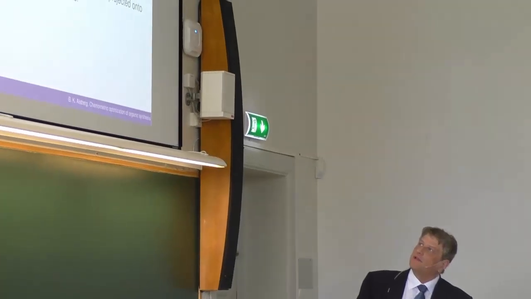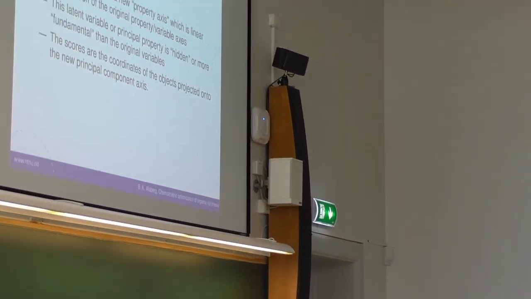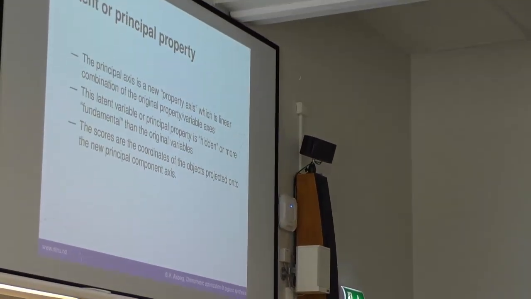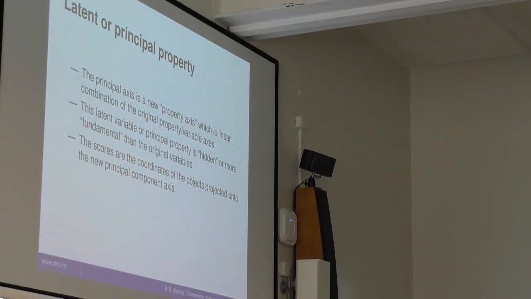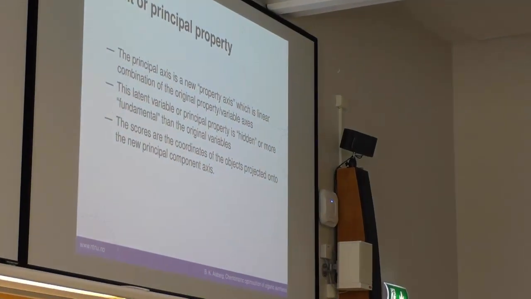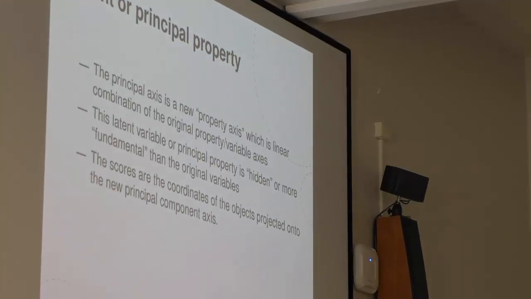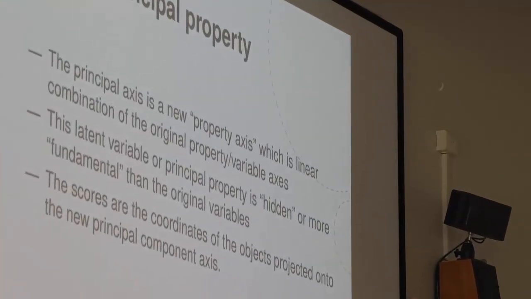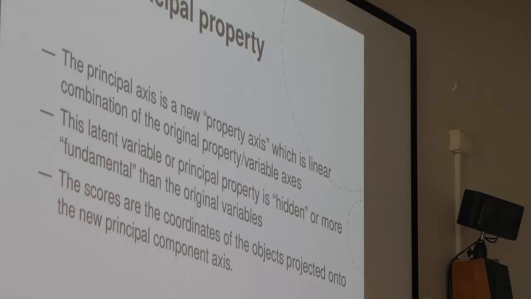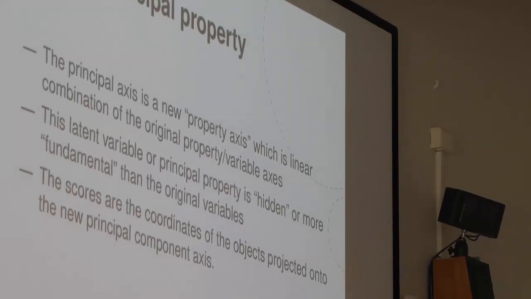Right, so this is more or less what I probably said. So we can now use these scores. These are then the principal properties, and we are going to apply this to chemical problems in order to be able to use the experimental design machinery to structure.